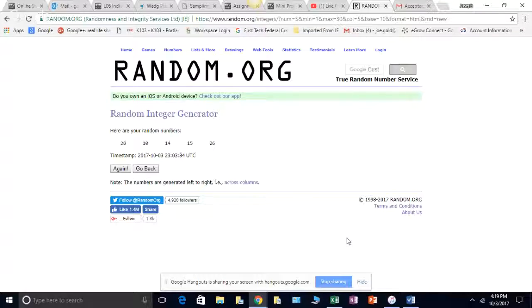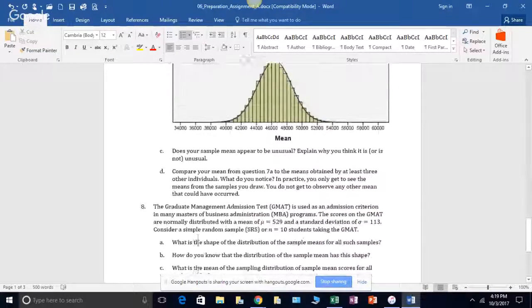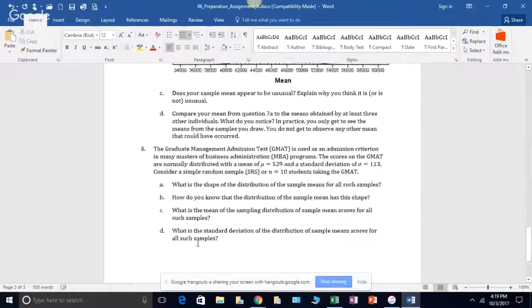Yeah. So going to 8A. So let's go 8A. Okay. What is the shape of the distribution of the sample of such means?